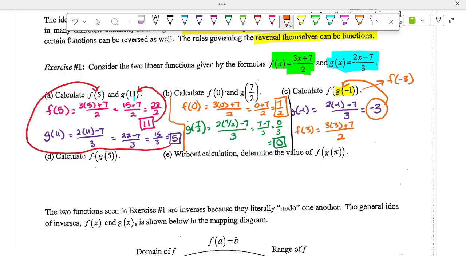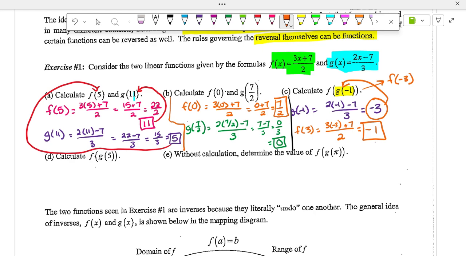Oh, wait. Oops. That should be a -3, not a +3. So it should be -9 plus 7, which is -2, divided by 2. Oh, wait. What, -4? -2 divided by 2. -1. You're thinking of -2 times 2. So this is our final answer.